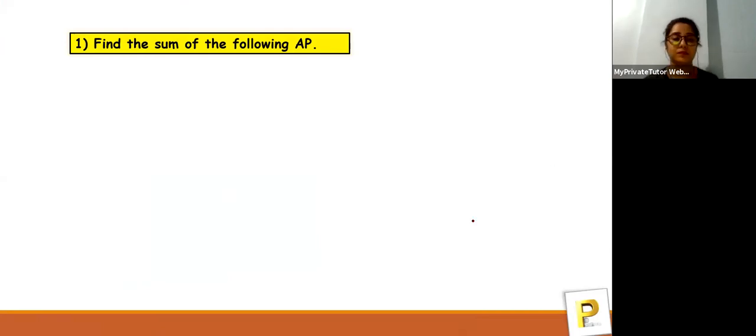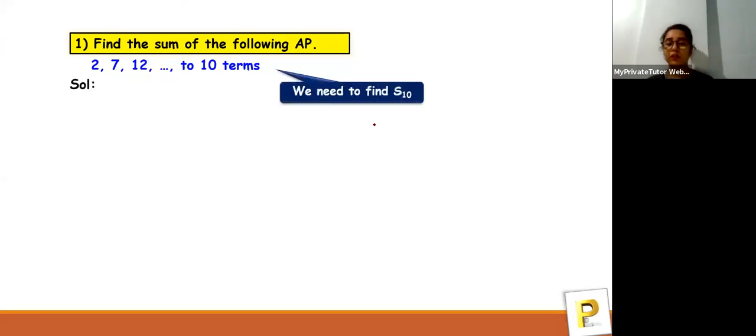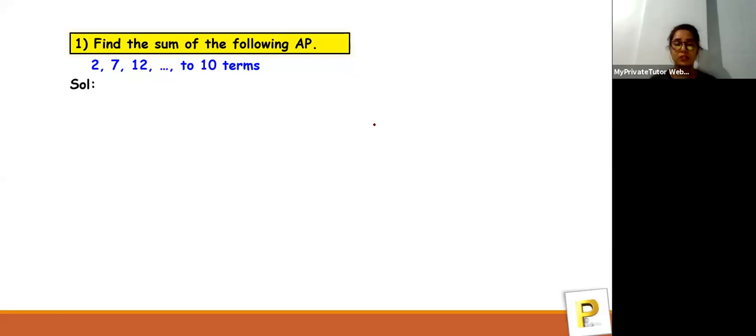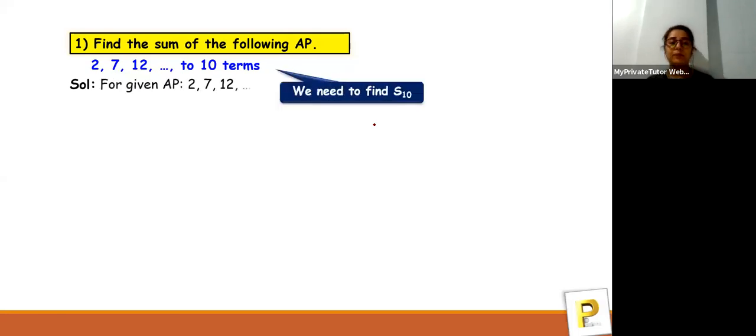Okay, so the terms are 2, 7, 12, up to 10 numbers. So you have to find the sum of this series till 10 numbers. So what will be the Sn over here? It will be S10. We need to find S10 for the given AP, that is 2, 7, 12 and so on, which means it is an infinite series. Okay, so a is equal to 2, d is equal to 7 minus 2. We'll have to find the difference and then solve it. So a is equal to 2 and d is equal to 7 minus 2, so that will be 5.